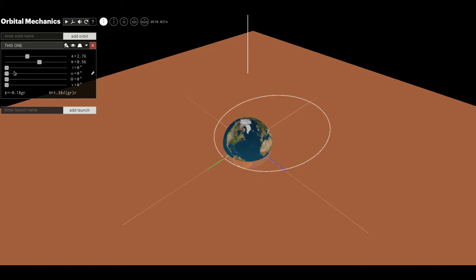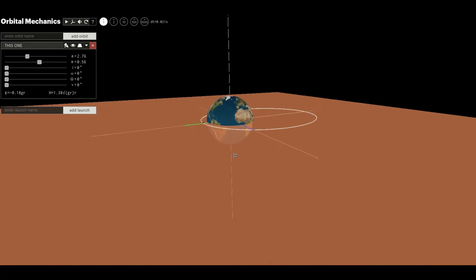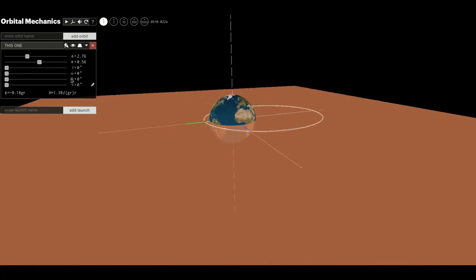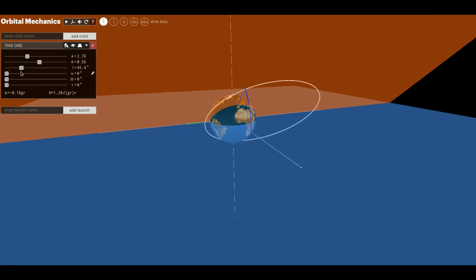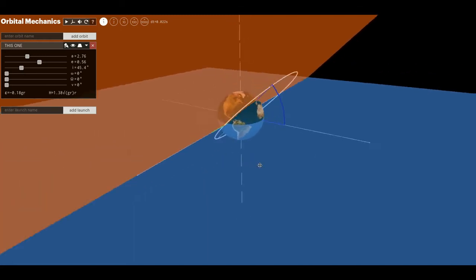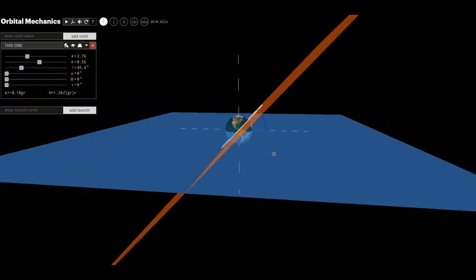All right. The next concept we need to talk about is inclination. I'm going to have to rotate it a little bit so you can see this. Right now, the inclination is 0. That means that the plane of this orbit is the same as the equatorial plane. So this satellite would be orbiting exactly around the equator. As we increase the inclination, let me put it at about 45. We're going to rotate it a bit and zoom out so you can see it.